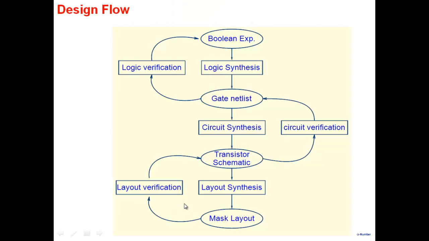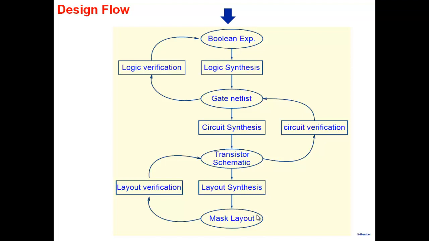So for a very simple design here, this is what we have done. Boolean expression, we've done logic synthesis, arrived at gate netlist, done logic verification to verify this particular step. You do circuit synthesis to arrive at transistor schematic, again do circuit verification. You do layout synthesis, you obtain mask layout, again you do verification. Everything is right, you obtain the final plan for fabrication, and your design is complete, okay?